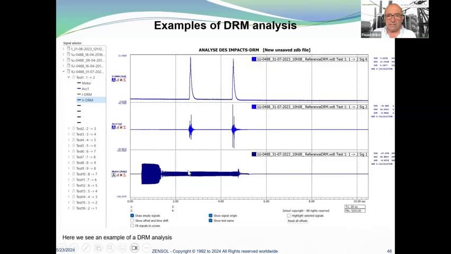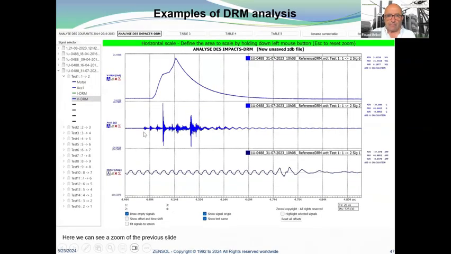And here it's the DRM, the vibroacoustic, and the motor current. So we have a software to be able to analyze all this very easily. Here it's exactly the same as the previous slide, but with the zoom. So each time you have a transition here, you can see the impact happening.